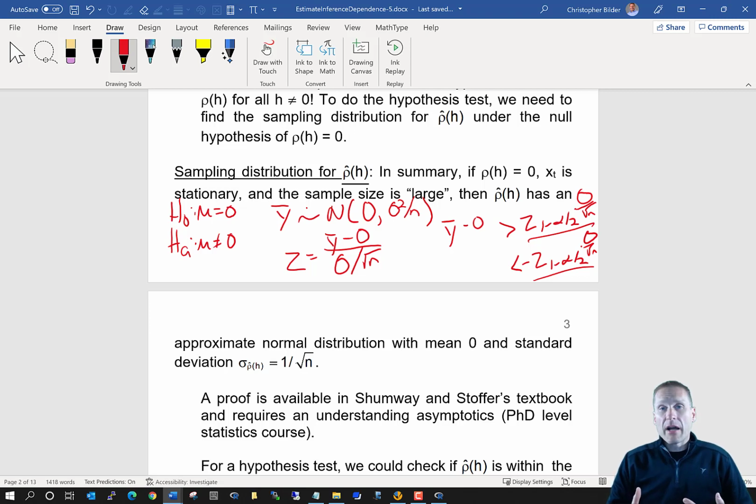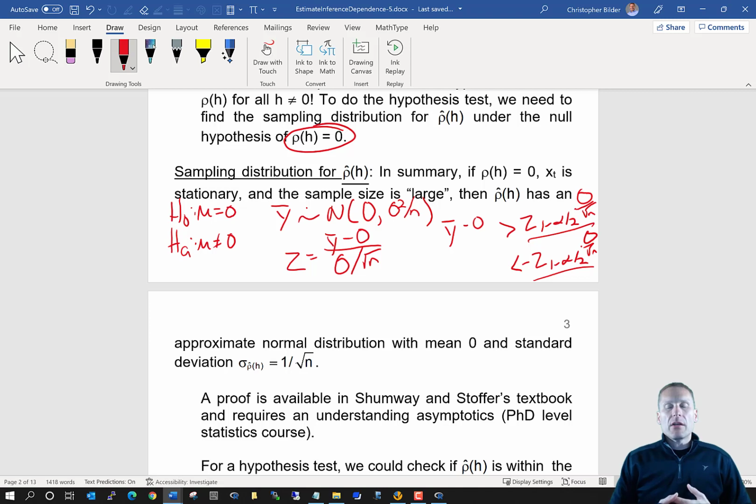When you first learn about hypothesis testing, often you don't think of it that way, but this is mathematically an equivalent way to think about it. We're going to be using that concept very shortly to do a hypothesis test for rho of H.